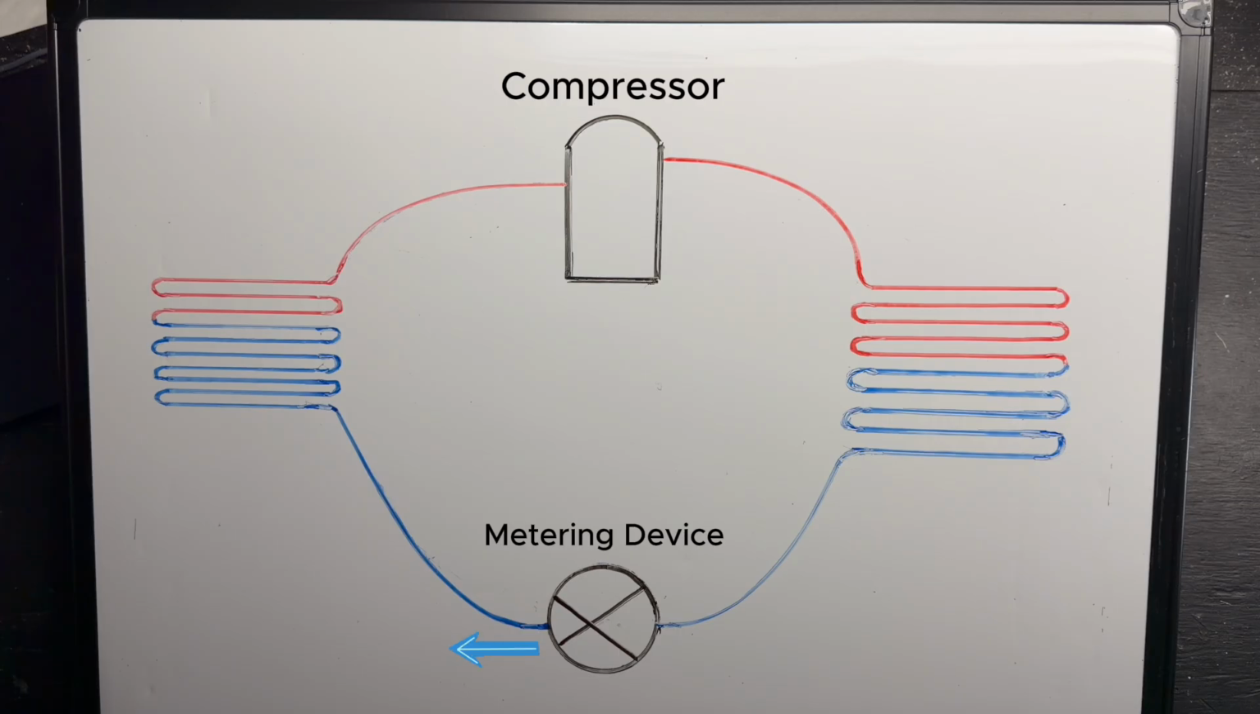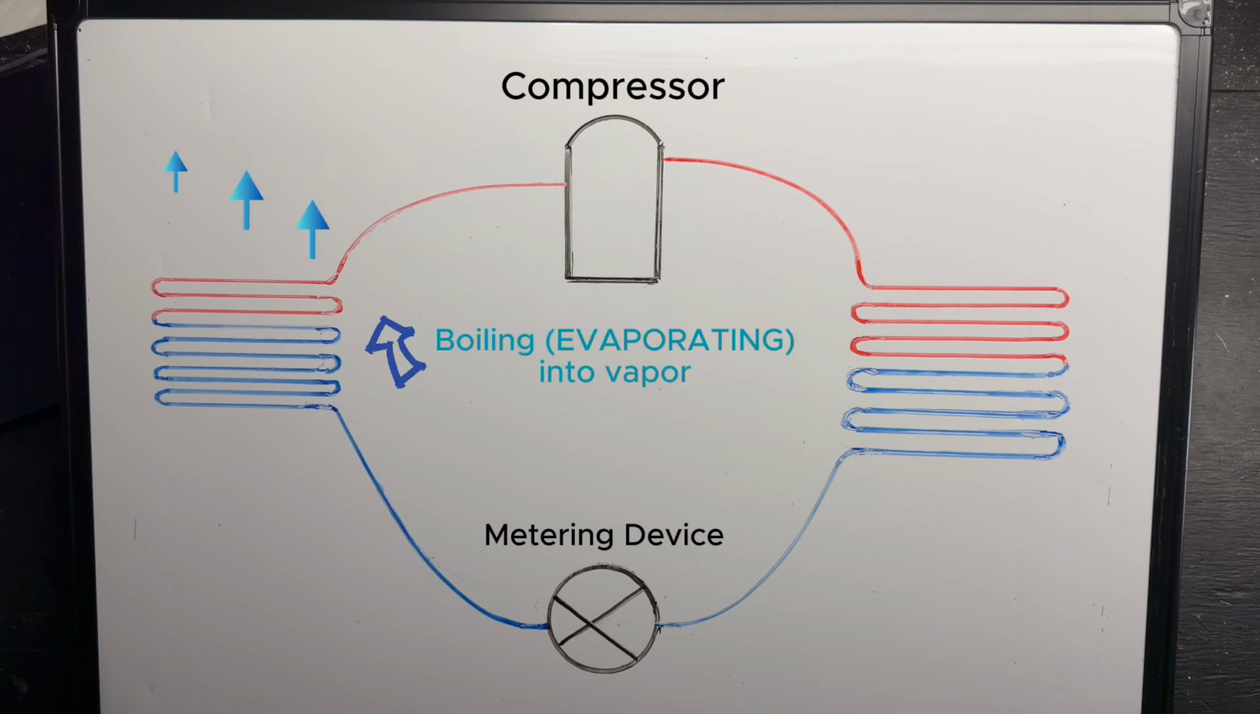The refrigerant exiting the metering device as a saturated liquid circulates through the evaporator coil and absorbs heat. As the liquid refrigerant absorbs heat, it boils off into vapor. The vapor is then returned to the compressor, and the cycle continues.